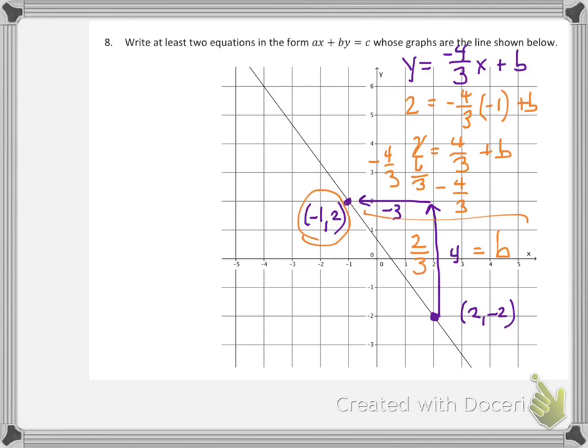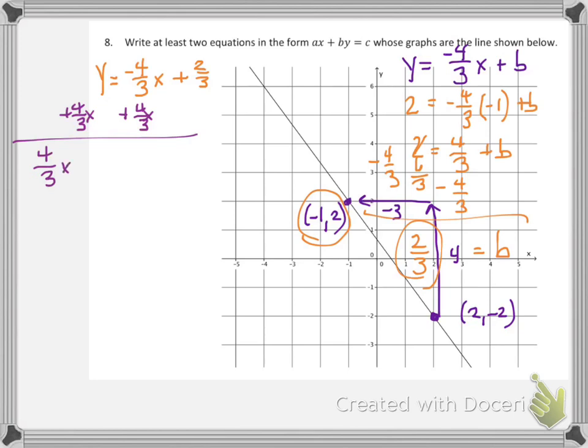And now I can write the equation y equals negative 4/3 is my slope times x plus 2/3 is my y-intercept. And that is the equation in slope-intercept form. Next, I'm going to change this so that it becomes standard form. I'm going to add 4/3 x to both sides, and that gives me 4/3 x plus y is equal to 2/3, and that's one possible equation.